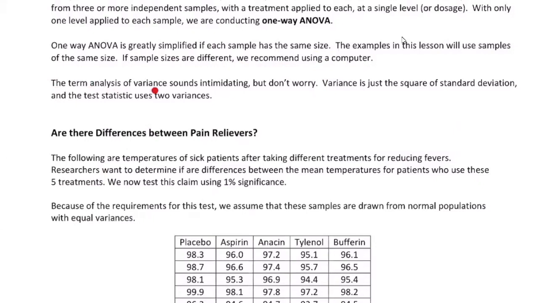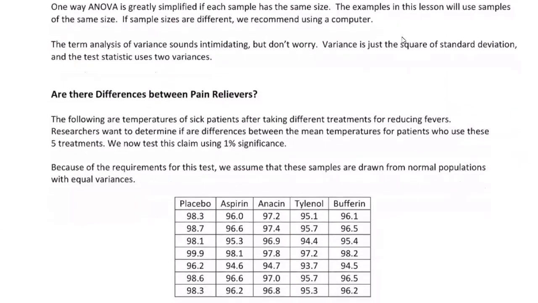The term analysis of variance sounds intimidating, but don't worry. Variance, as you may remember, is just the square of standard deviation, and the test statistic that we'll use uses two different variances, and each of the variances has its own degree of freedom. Okay. So here we go.